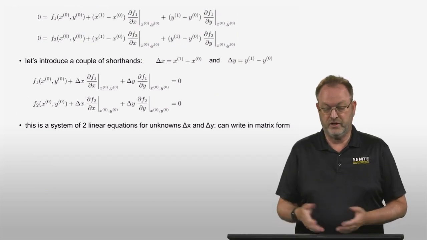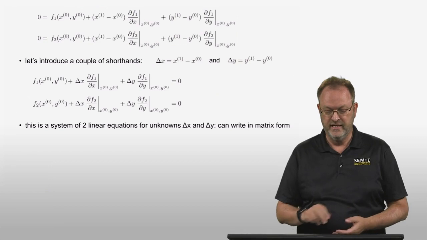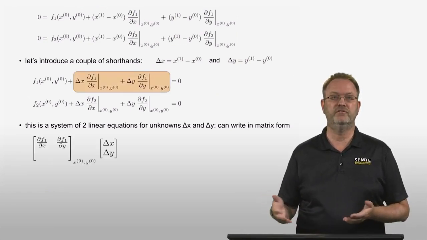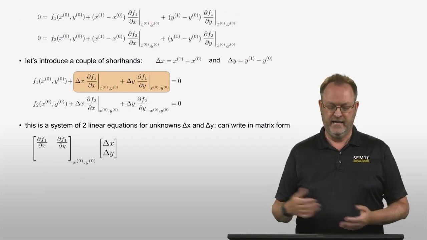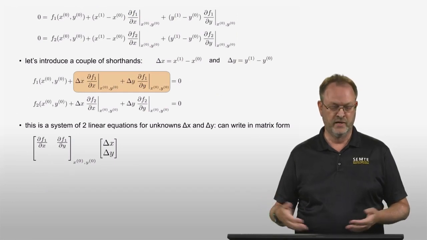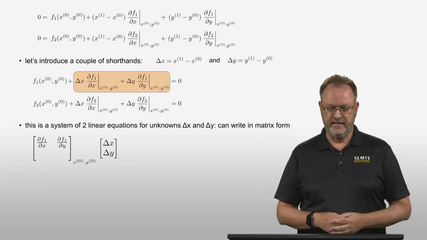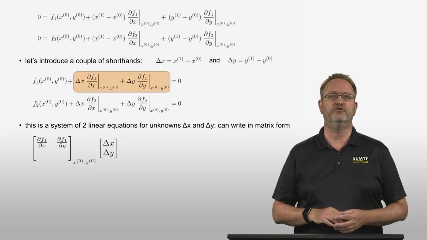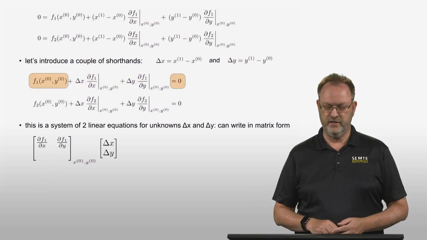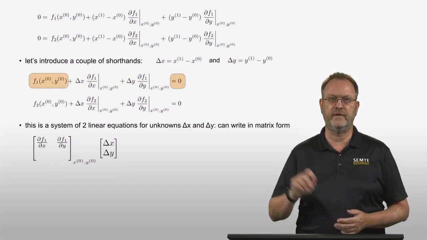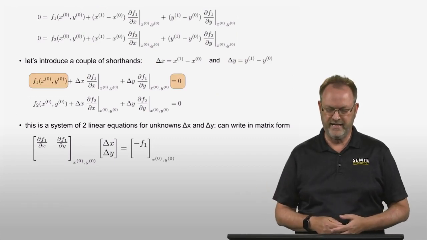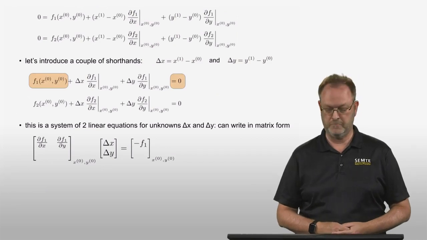In order to do this, because it's a system of linear equations, let's write this in matrix form. So our vector of unknowns is delta x, delta y. And the first equation here multiplies the delta x by df1/dx, and the delta y is multiplied by df1/dy. So that goes into the first row of the matrix. And the right-hand side of this equation, if I move that f1 over to the right-hand side, is minus f1 evaluated at the initial guess x0, y0.